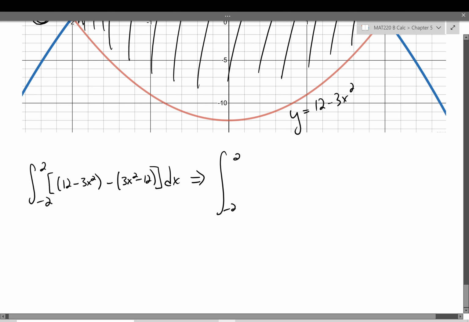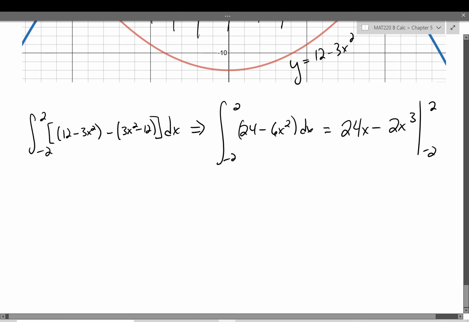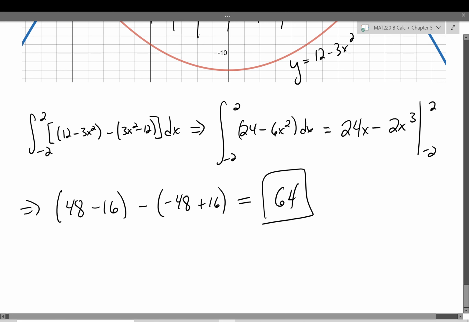Let's simplify everything first. So you're going to get the integral of 24 minus 6x squared dx. And when you integrate that, you're going to get 24x minus 2x cubed evaluated between negative 2 and 2, which gives me, for my upper limit, 48 minus 16, and then for my lower limit, negative 48 plus 16. And if you were to type that into your calculator, you're going to get 64. So the area between those two curves is 64 square units.